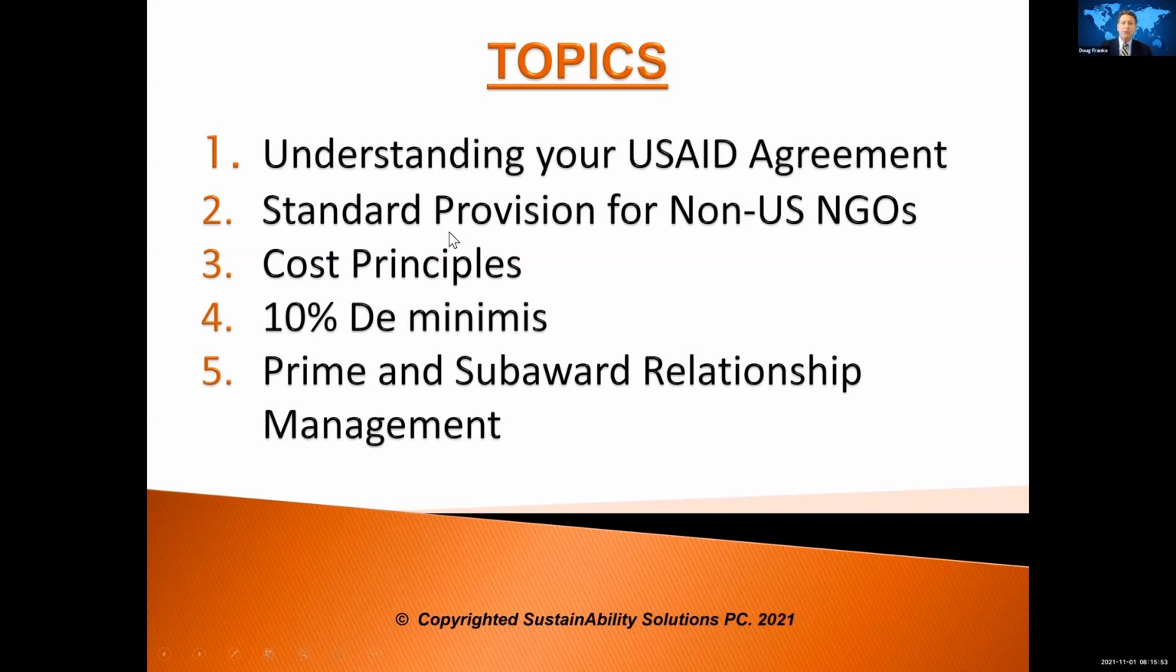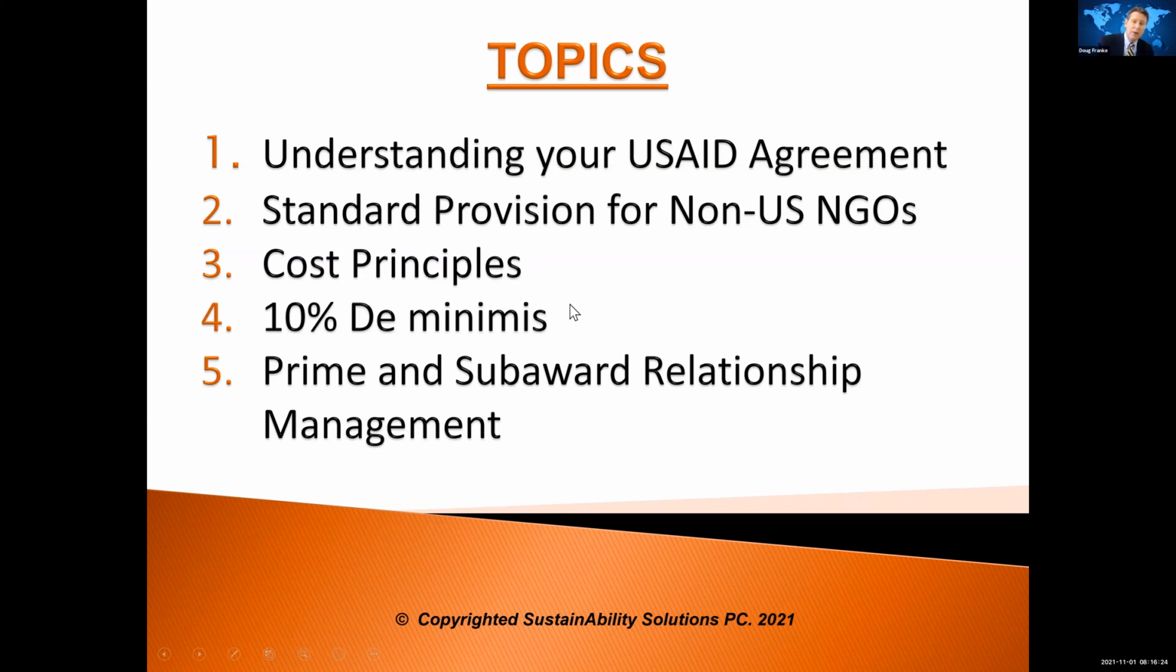Next, we'll talk about the standard provisions that come attached to your agreement. When you're reading your agreement, you're reading what we call the mandatory standard provisions. There are two components there. We'll go over, as Catherine said, the most important ones. Then we'll talk about the cost principles, the things that are allowable to charge to the US government. Many things are allowed, many things aren't. And then there are the gray areas, and you don't want any gray areas, so we will clarify those.